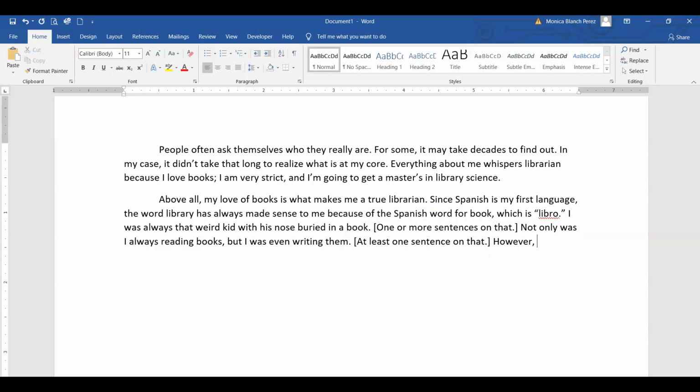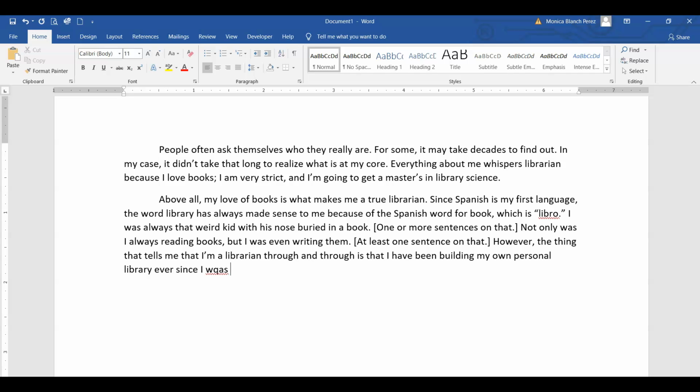However, what really tells me, or the thing that tells me that I'm a librarian through and through is that what? Is that I have been building my own personal library ever since I was 4 years old.